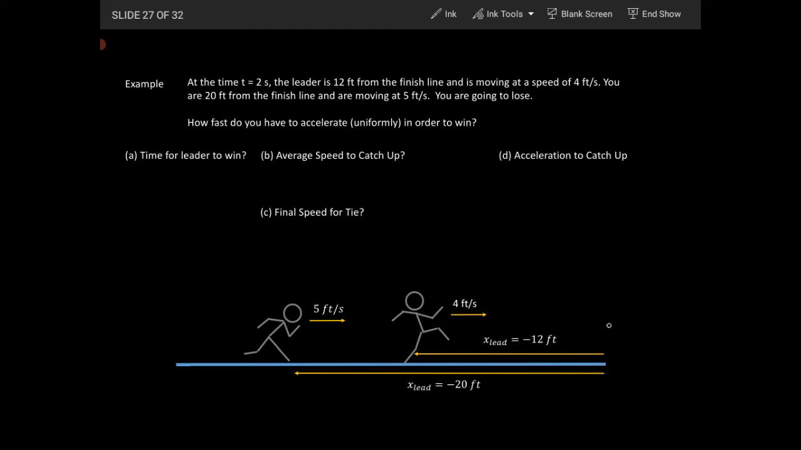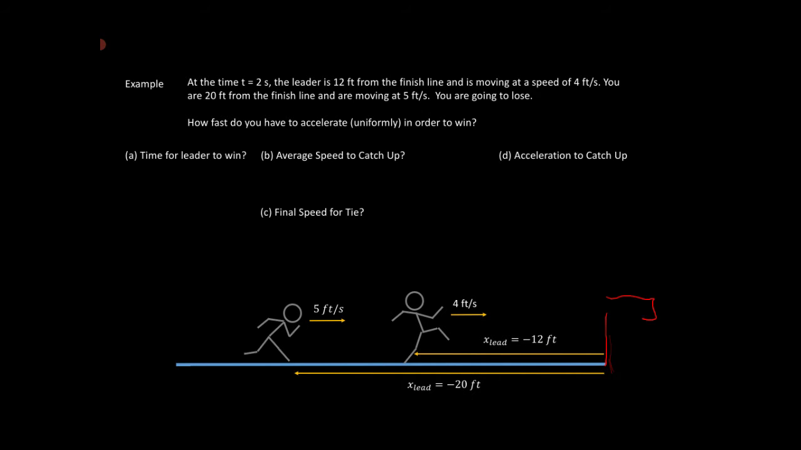You're at minus 20 from the finish line over here, right? And the other guy is minus 12 feet from it. What we want to do is figure out what you need to do to win. Now, obviously, if 5 feet per second was enough for you to win at these speeds, we wouldn't have anything to do. That's not going to be the case. So I'll show you that really quickly. Then we'll do all the work we need to figure out the acceleration you need to catch up. We're going to assume it's a uniform acceleration to make things easier.